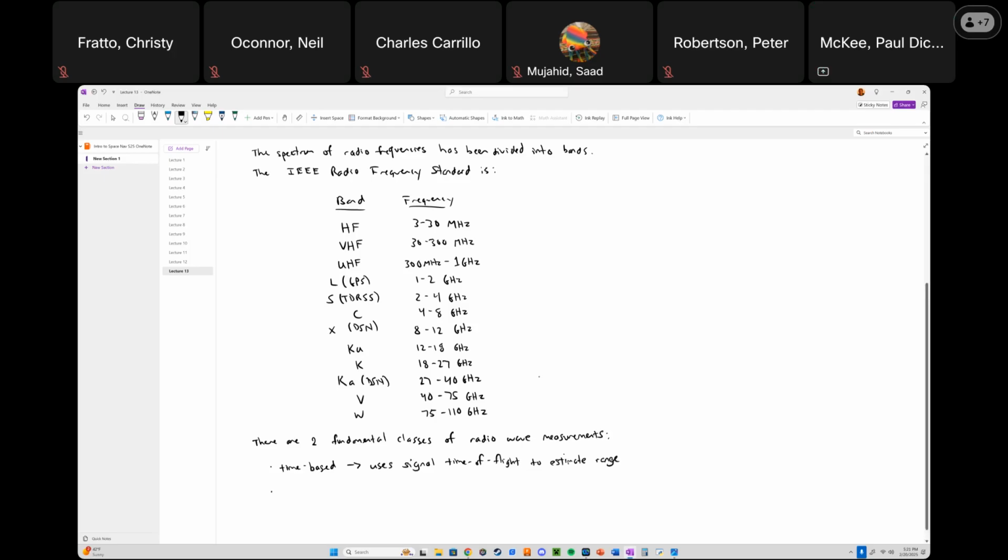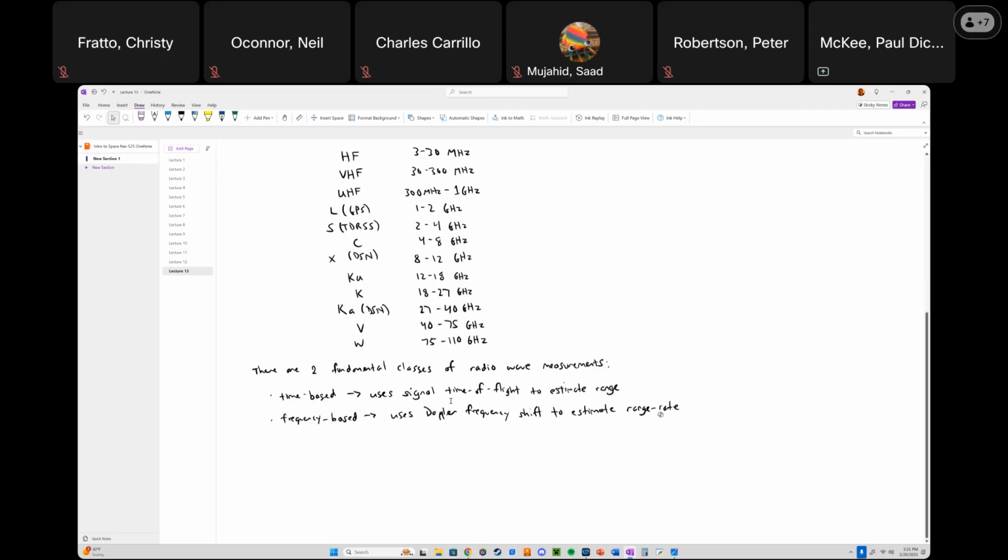And there is frequency-based, which uses Doppler frequency shift to estimate range rate or radial velocity. All right, so let's start talking about those.